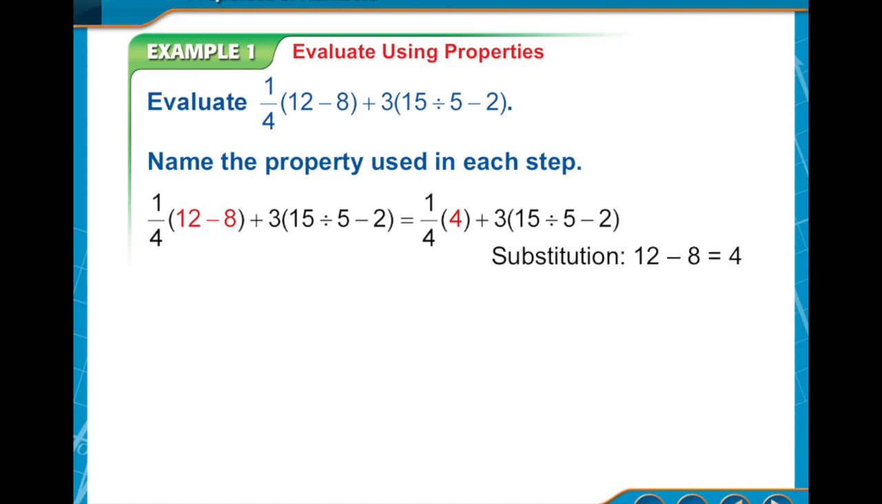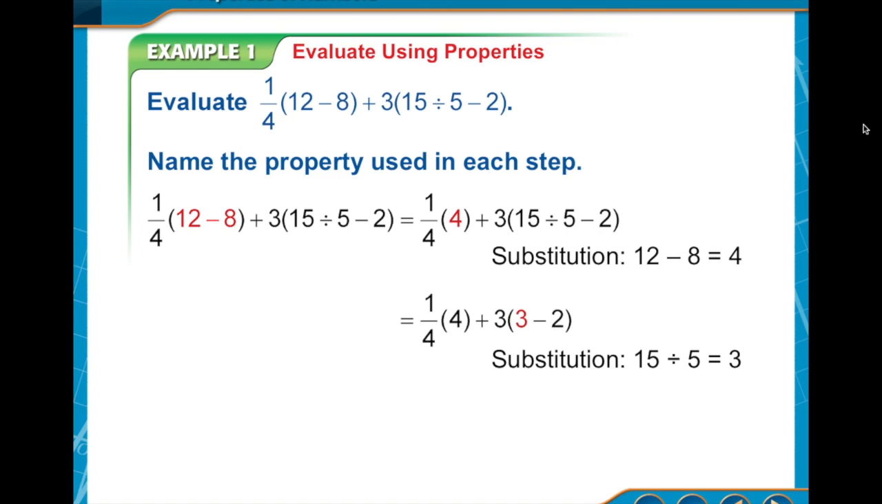So if we look first, we need to do what's in parentheses first. We know order of operations. So we know 12 minus 8 is also 4. So we'll simplify that to 4. And what we really did in our expression is substitute. So we changed the 12 minus 8 to what we know it's equal to, 4. So what we did as our reason is substitution.